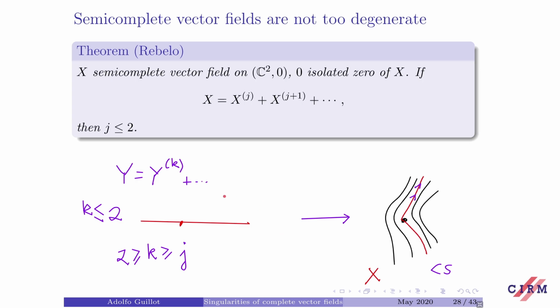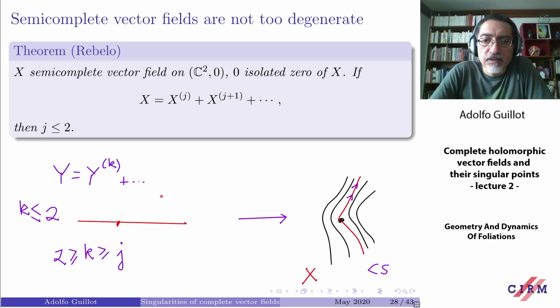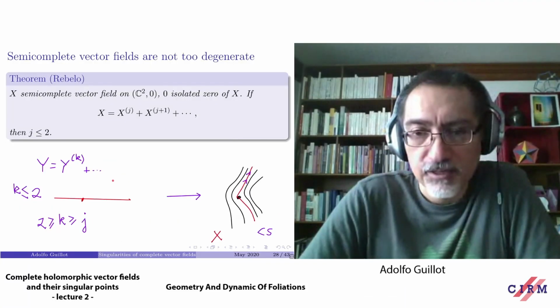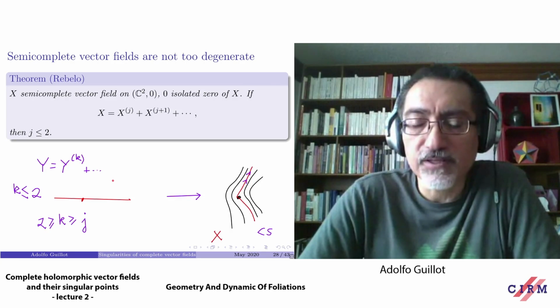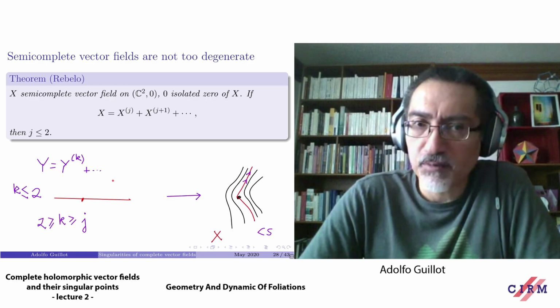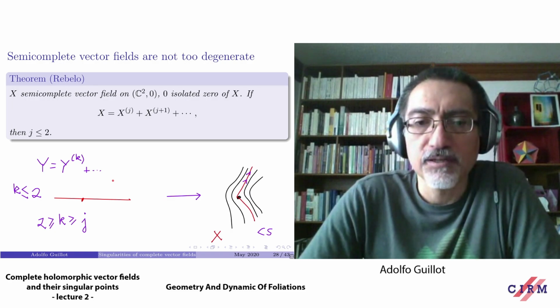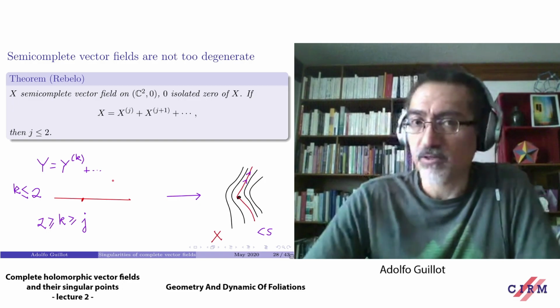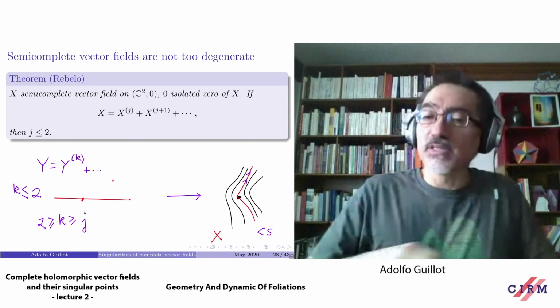So this is the proof of the theorem. You use the Camacho-Sad separatrix theorem, you restrict the vector field, and you use what you know in dimension 1. We think that this result is also valid in dimension 3. In dimension 3, we do not have the Camacho-Sad separatrix theorem. There exist examples of vector fields without separatrices, but we think that none of them are semi-complete. So probably this holds in dimension 3 as well.